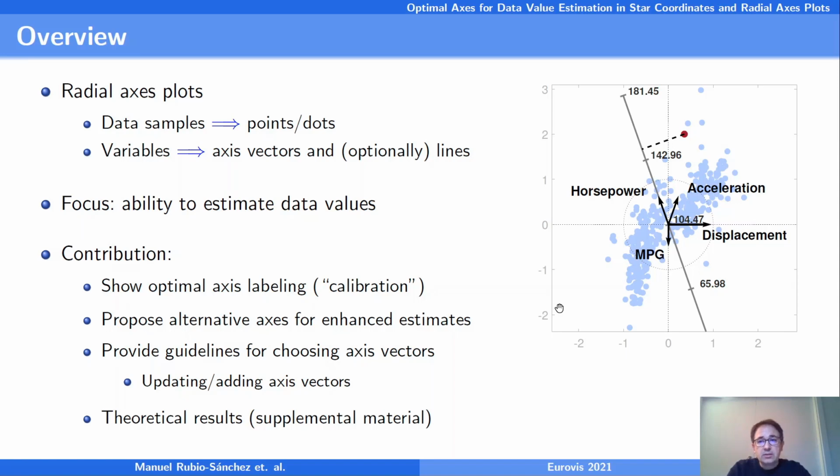Now the paper is very specific. It's mainly intended for experts in radial axis methods, and it's halfway between a theory paper and a technique paper. So we also provide several theoretical results, and all the proofs and derivations are in the supplemental material.